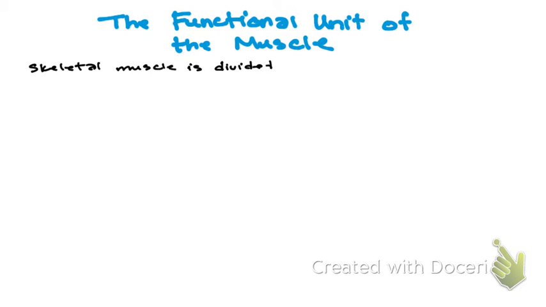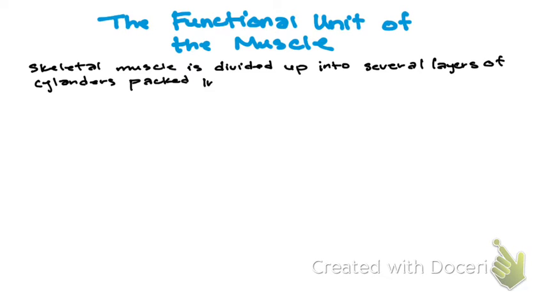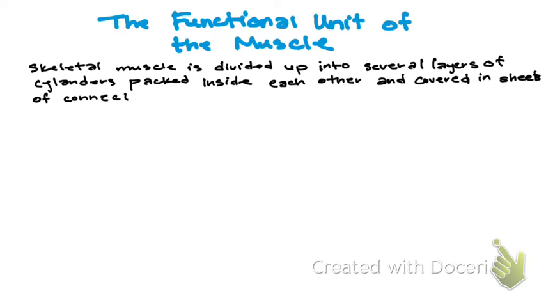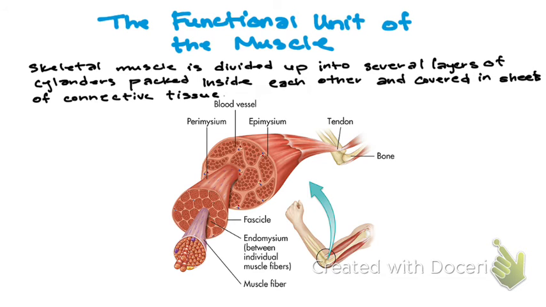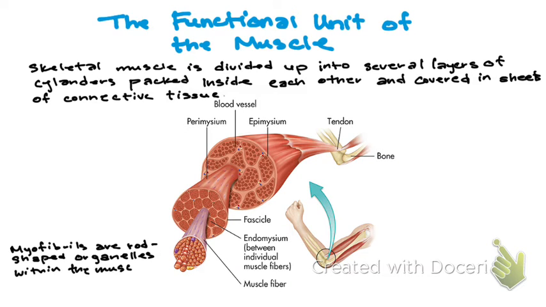Skeletal muscle is divided up into several layers of cylinders packed inside each other and covered in sheets of connective tissue. We're going to start with the smallest unit and work our way to the largest. So myofibrils are rod-shaped organelles within the muscle cell, also known as the muscle fiber.